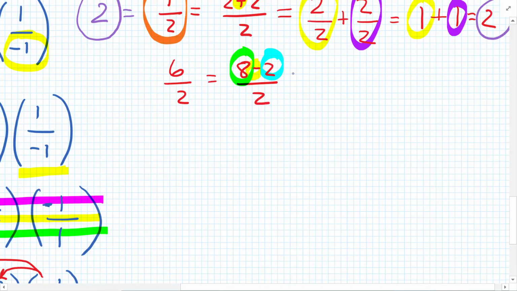That is equal to 3, right? 6 divided by 2 is 3, so we should see a 3 at the end. I'm going to put that over here. Well, this is equal to 8 over 2 minus 2 over 2. 8 divided by 2 is 4. 2 divided by 2 is 1. 4 minus 1 is 3.